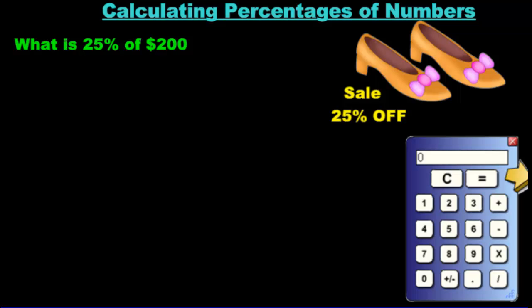Girl walks into a store and sees a pair of shoes on sale. And anybody who knows any member of the female gender could testify just how much females love shoes, especially when they're on sale. So this girl here sees the shoes for $200. Only problem is that the sale price is not included. It just says 25% off.